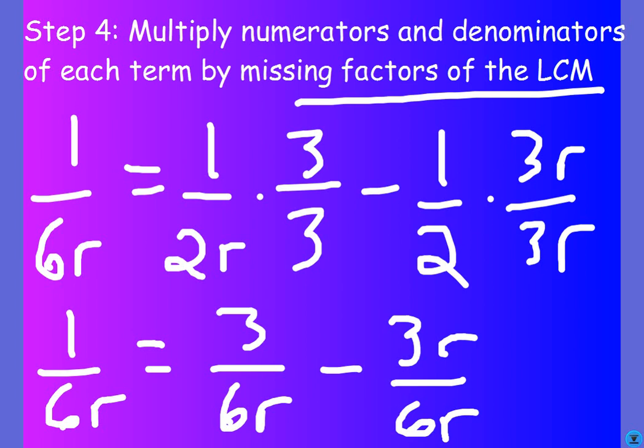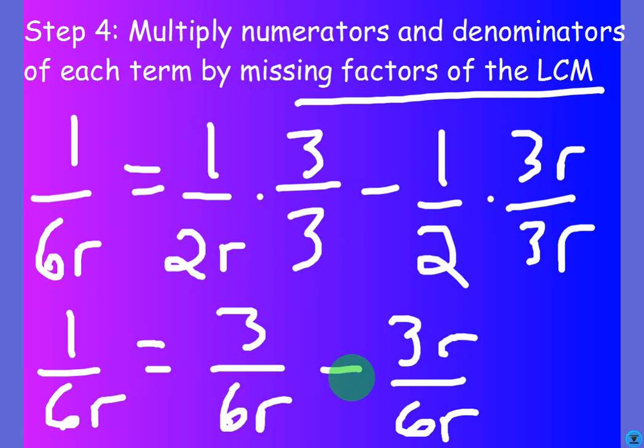Okay, next step, you should have this written down as well, is to turn all the denominators into the LCM. And the first one's already done, right? The second one was 1 over 2r, so you have to multiply by 3, both the top and bottom. The third one was 1 over 2. To turn that to 6r, you have to multiply it by 3r. Do the same to the top. This is the equation we have now.